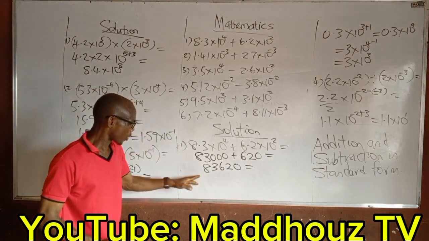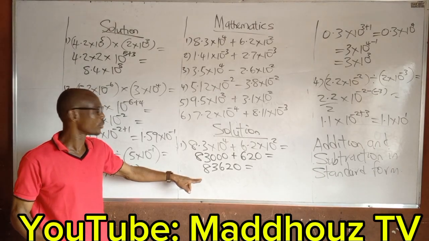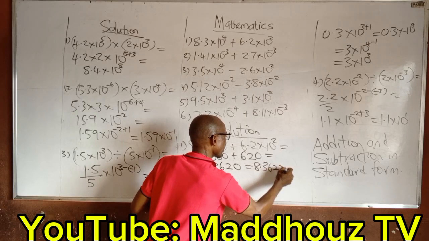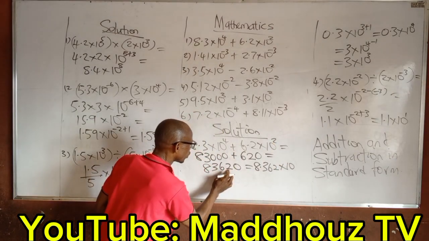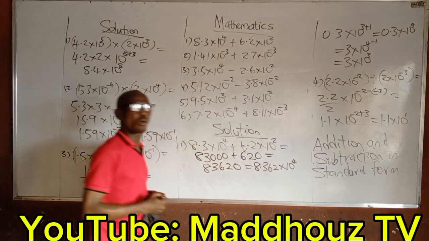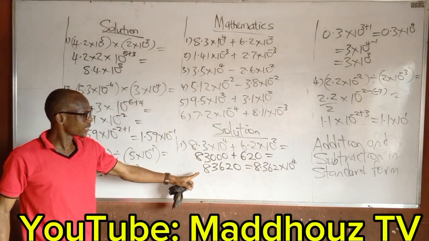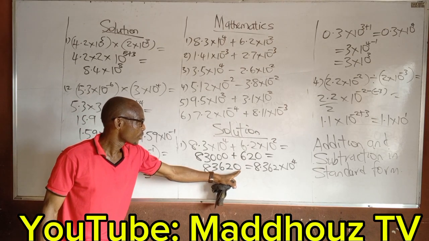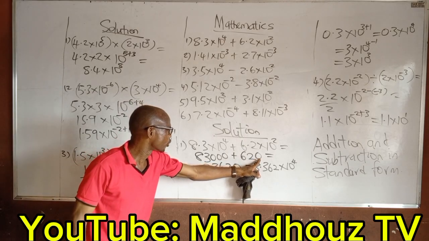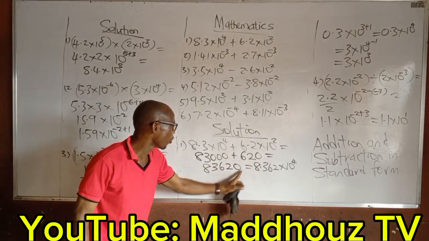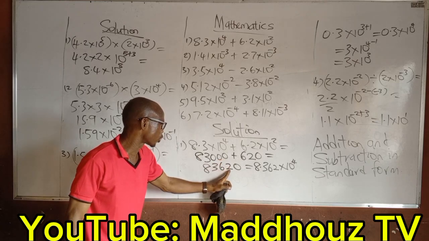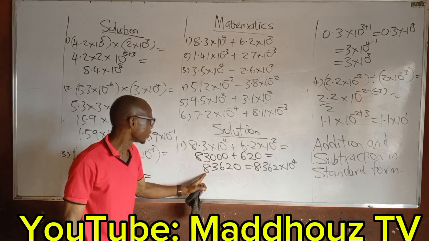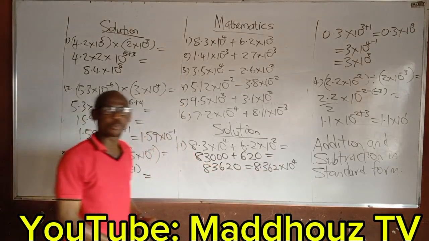So we can now write this value in standard form. In standard form, this is 8.362 times 10 raised to power 4. We get 83620. This is addition. 0 plus 0 gives us 0. 2 plus 0 gives us 2. 6 plus 0 gives us 6. Then we have 3 and 8. So this is how we operate.